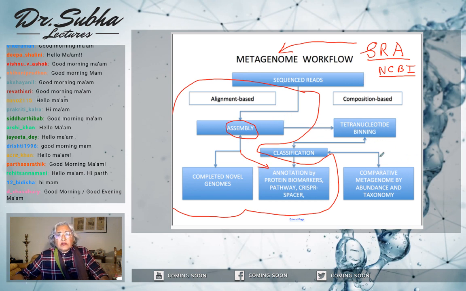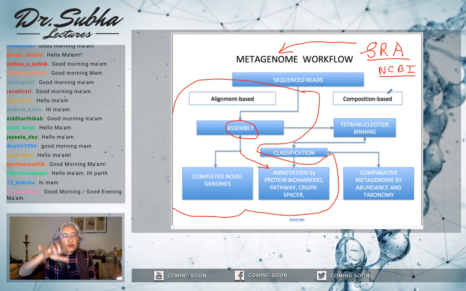And then of course, composition based. The next one is composition based. This is unique to metagenome. I'll tell you after I finish with the alignment part. It's pretty interesting. When we're talking about composition, we're talking about the nucleotide composition, not just the GC content or AT content, but how many copies of a given tetranucleotide there are in a given stretch of the sequence. Based on that, you create a vector. I'll teach you all that. I'm just saying in short that it is totally different from alignment based.